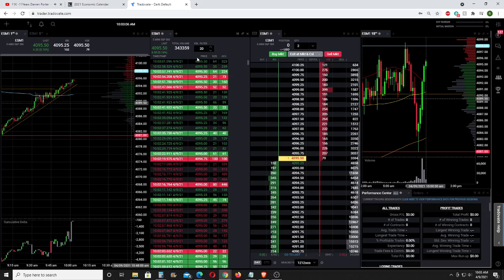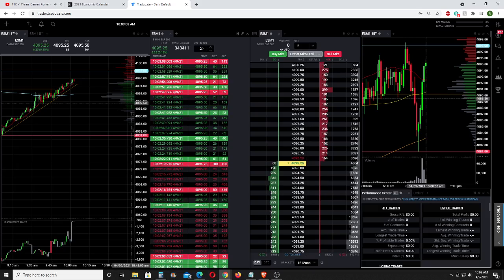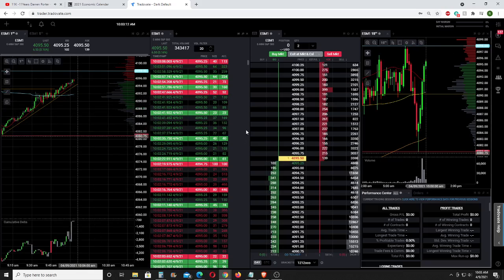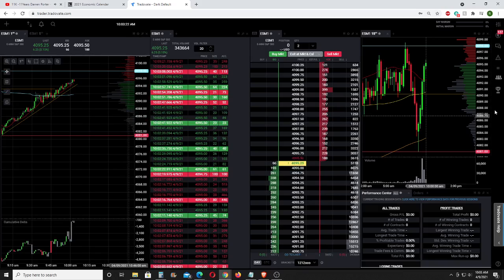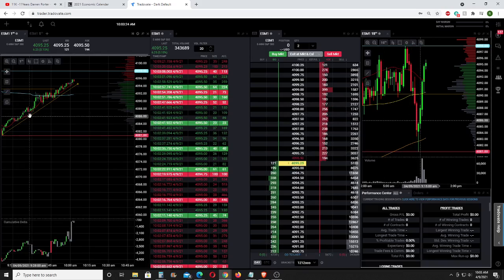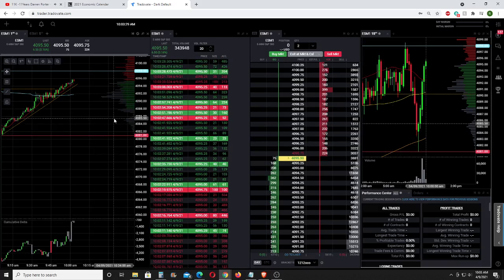If the volume filter is at like 1, it just goes too fast. I can't keep track because I look at multiple things at once. So I just want to look at the key levels here. I could put this filter up to 50. It all depends on how the market's doing, how active the market is.